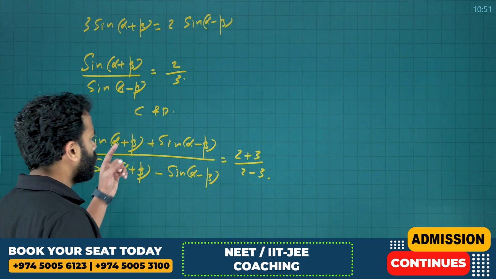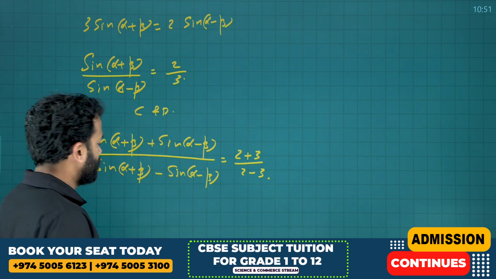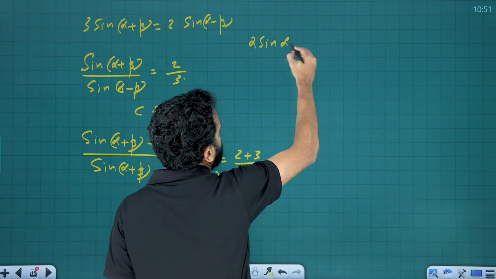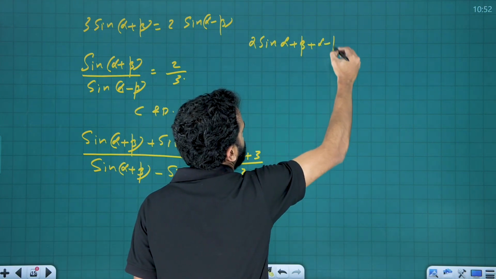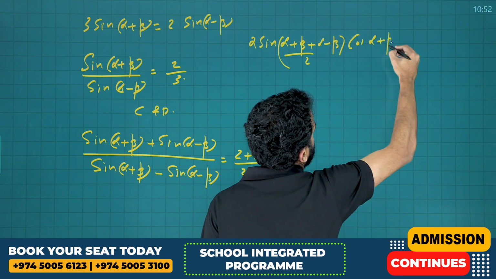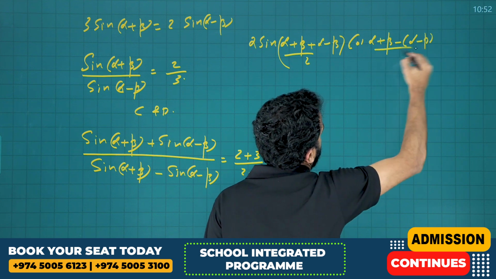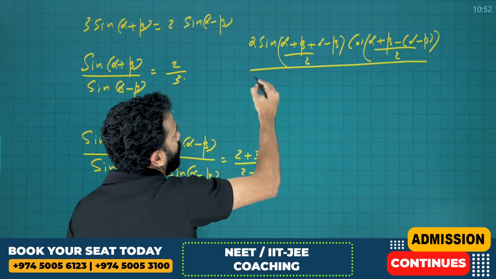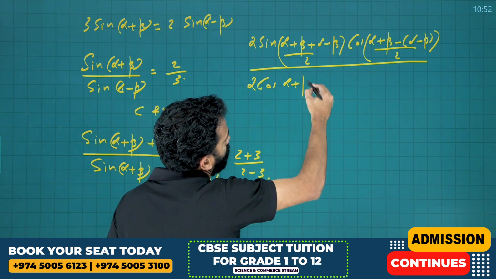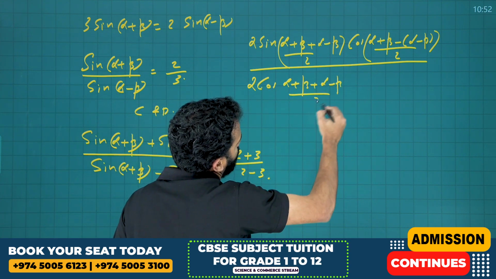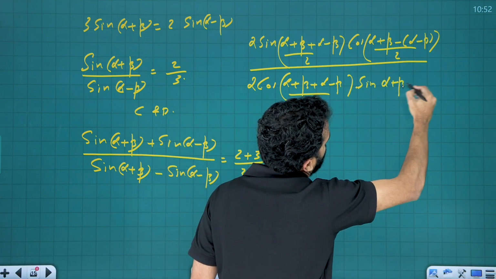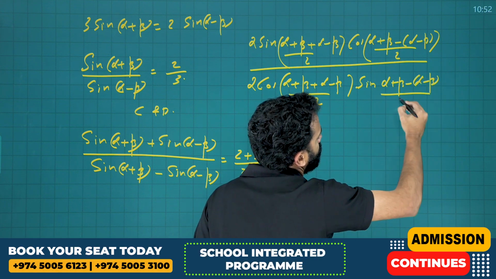So, what is sin x plus sin y? It's easy. Sin x plus sin y is 2 sin((x plus y) by 2) into cos((x minus y) by 2), whole divided by what is sin x minus sin y? 2 into cos((x plus y) by 2) into sin((x minus y) by 2). Okay, the problem is almost done.